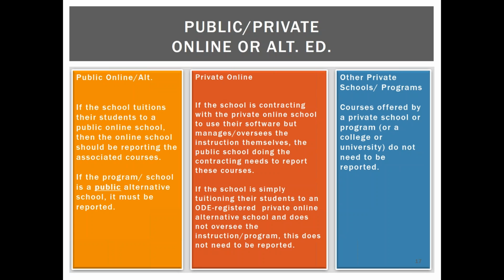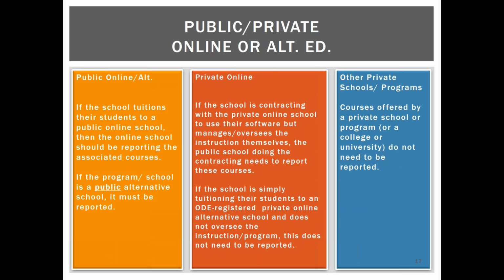So for public and private online or alternative education, this is kind of a broad category, so let me just start with public. Public online school, in this case, the public online school or the district overseeing that school should be responsible for reporting the students. For a public alternative school, the alternative school or the district, again, overseeing that school should be responsible for reporting those students.